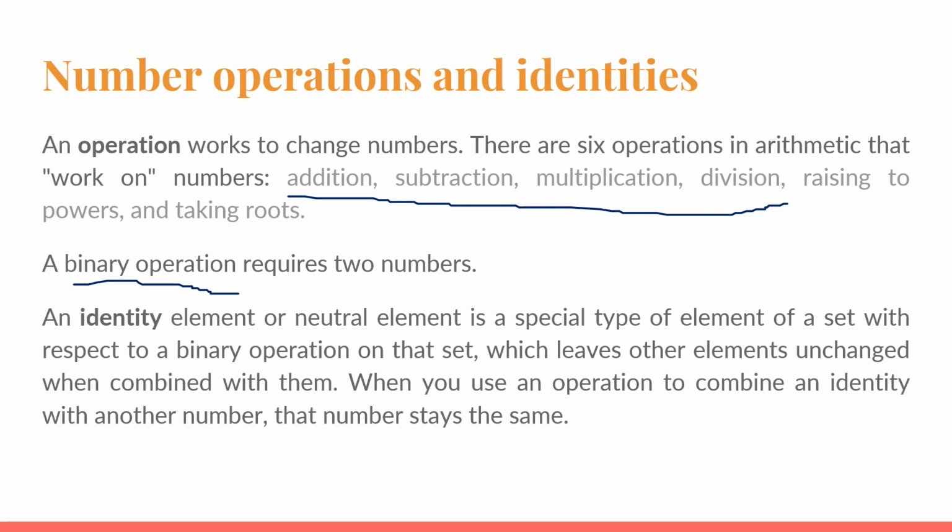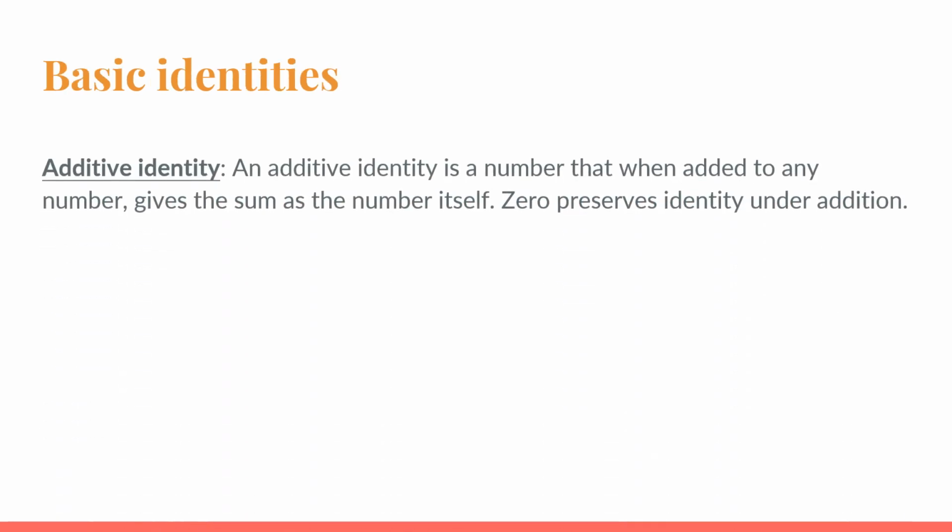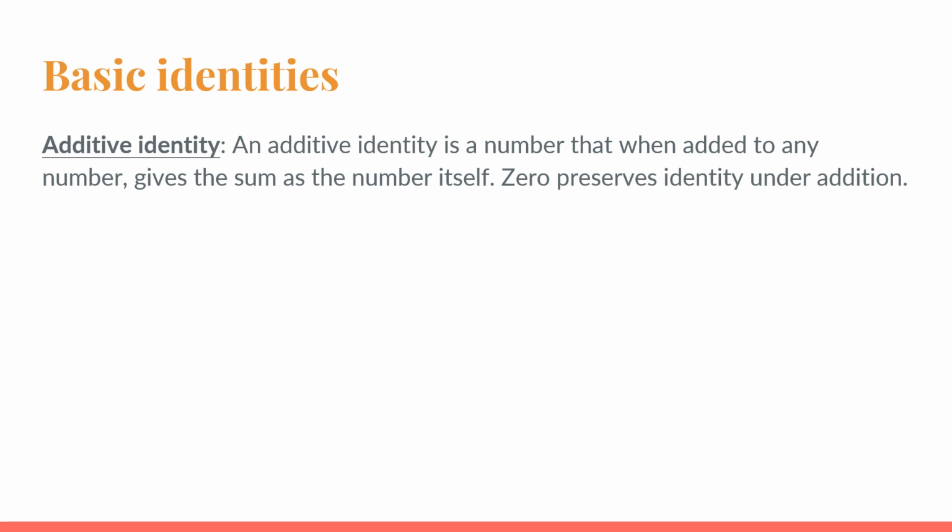So an identity element or neutral element is a special type of element of a set with respect to a binary operation on that set, which leaves other elements unchanged when combining with them. When you use an operation to combine an identity with another number, that number stays the same. Let's look at some examples here. First up, we have the additive identity.